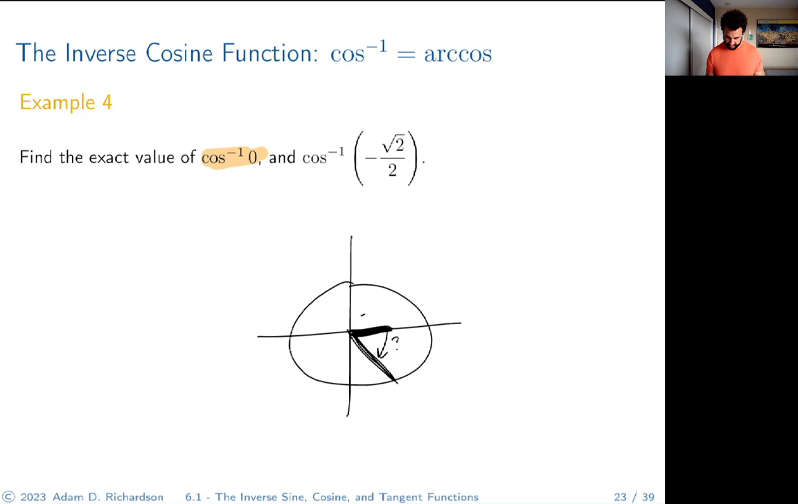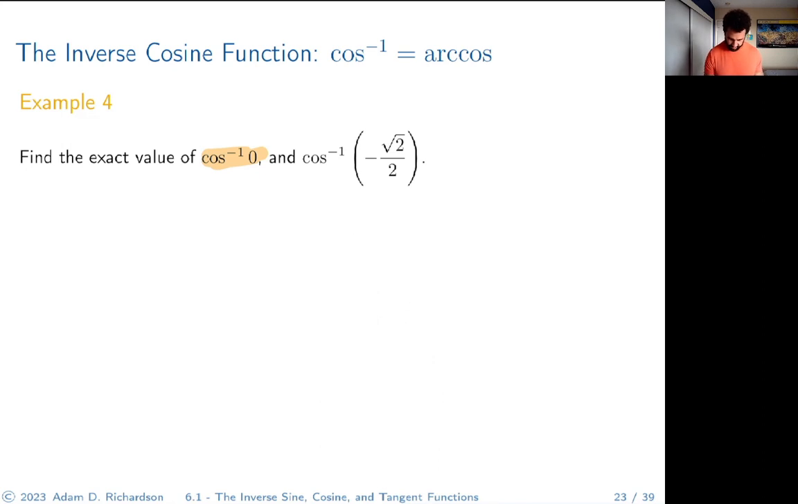Cosine is, this is negative, sorry, I apologize. I'm thinking of vertical displacement. See, this is why you got to draw the unit circle each time. We're looking at horizontal displacement. So when is the cosine value going to be negative root 2 over 2? When it's over here.